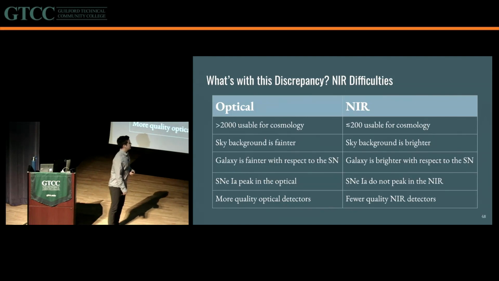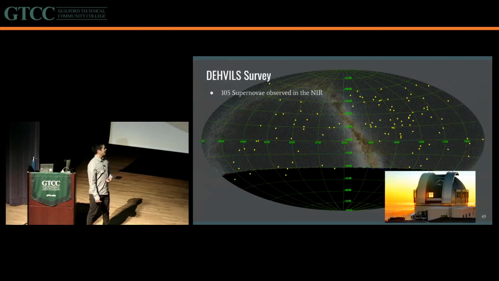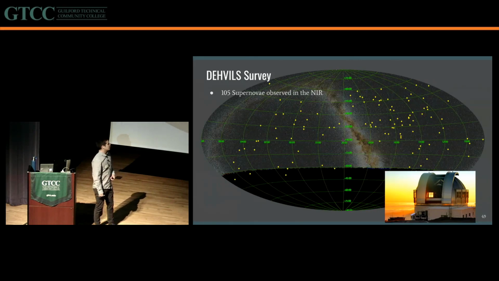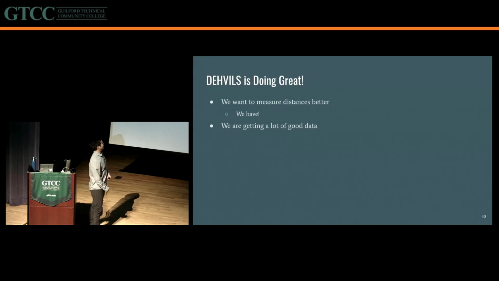So even with all these difficulties, DEVILS is still progressing. We've observed 105 supernovae in the near-infrared. I told you that sample is only at about 200 right now that are used for cosmology, and we're adding significantly to that sample. Here I've plotted across the night sky the locations of all the supernovae that I've observed with DEVILS, with my telescope here, UCURT. As you can tell, I'm incredibly excited about DEVILS, and we're continuing to observe supernovae regularly. So DEVILS is doing great.